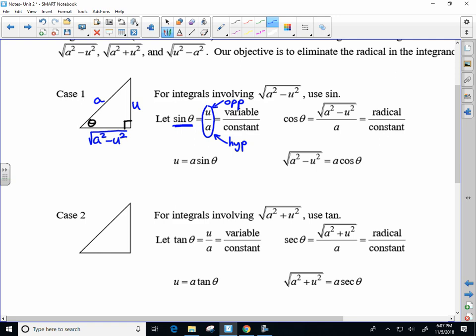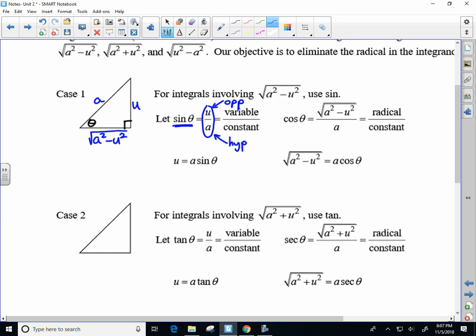When we're given an integral, we want to take note of what type of radical it involves, specifically funky radicals that might call for trig substitutions. Once you identify what kind of radical it is, then you can apply the appropriate substitution. So we get an alternative ratio here of the square root of a squared minus u squared over a.